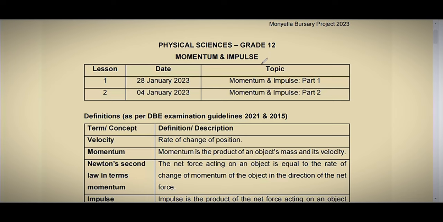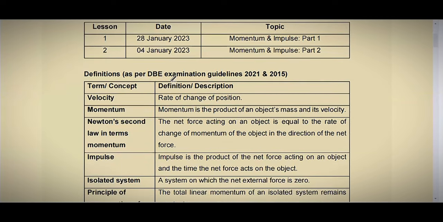Right. So without any further ado, let's look at these definitions that we have here. We have definitions as per DBE examination guidelines 2021 and 2015. The first definition there is velocity. So what is velocity? It says it is the rate of change of position, right? And then we also have momentum. This is the product of the object's mass and its velocity.